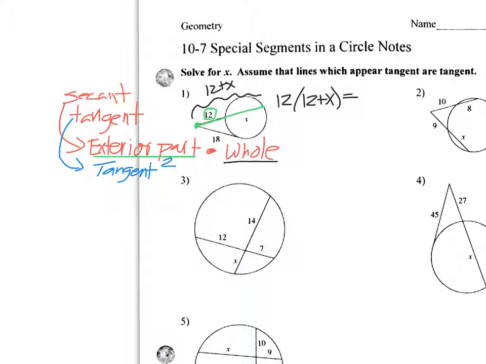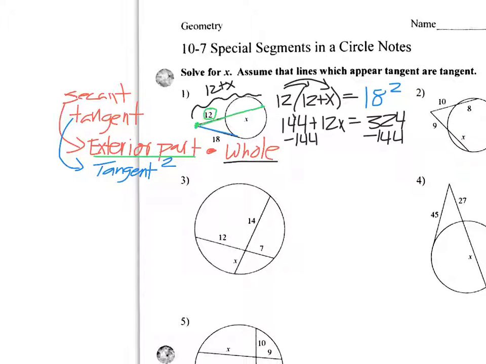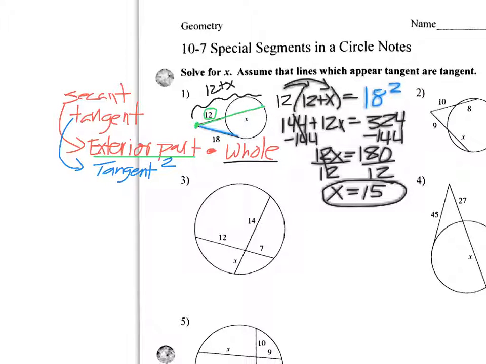That has to equal the tangent. The tangent is right here, which is 18, and all I do is square that. So for secant, it's exterior part times whole. For tangent, it's squared. There's going to be a lot of algebra today. Distributive property: 144 plus 12x equals 18 squared, which is 324. Subtract 144 from both sides, so I get 12x equals 180. Then divide by 12, so x is 15. That's problem one.